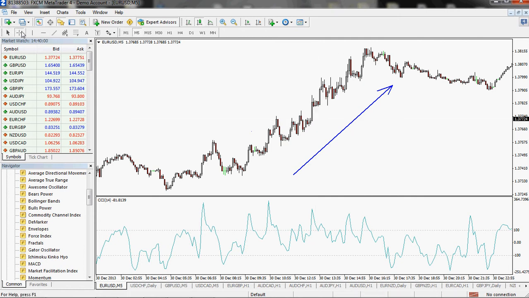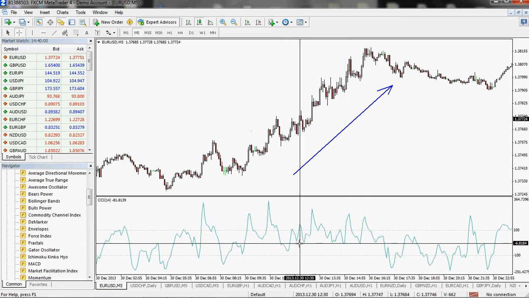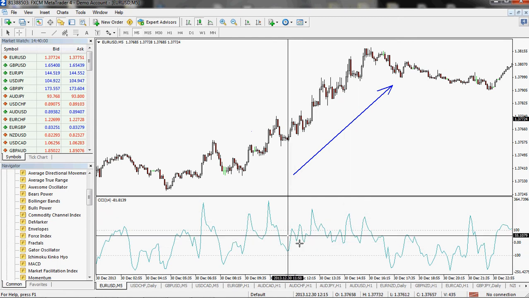Another point is here, where again it has crossed the plus 100 line in the upward direction, and again here. So this is how you can use the CCI indicator to scalp the forex market when the market is trending.